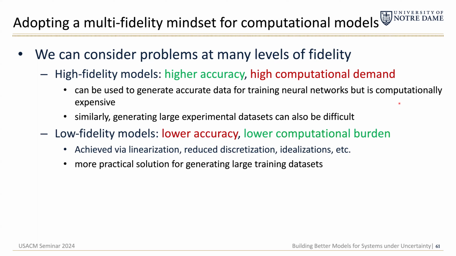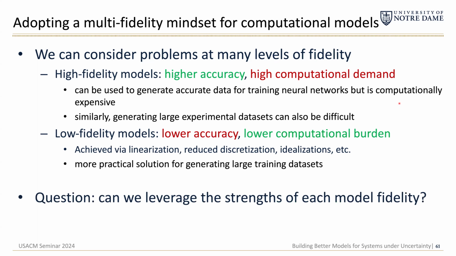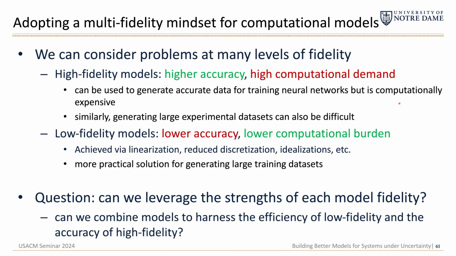Luckily, however, there are models that exist at lower levels of fidelity. These often have reduced accuracy because we're using some sort of linearization or reduced discretization, idealization, but they can be much more practical solutions for generating large training data sets. And so the question is, can we leverage the strengths of each one of these model fidelities, right? Can we combine them and harness the efficiency of low fidelity with the accuracy of high fidelity?